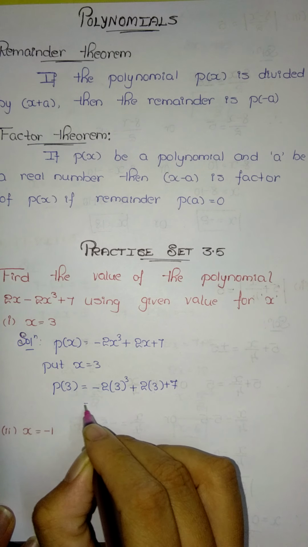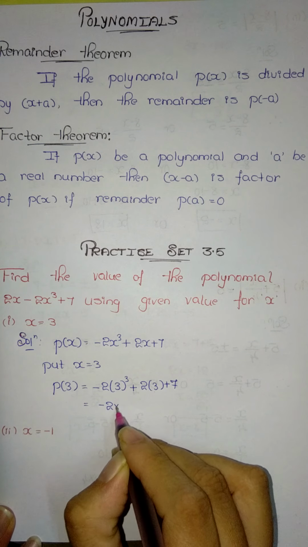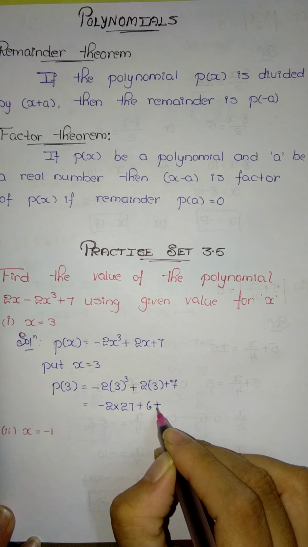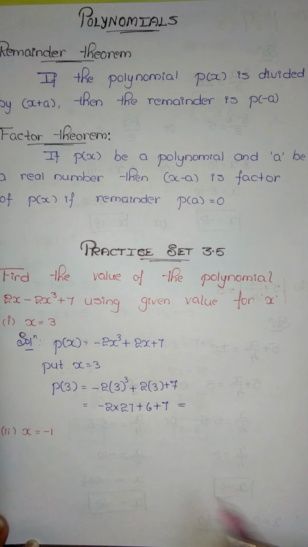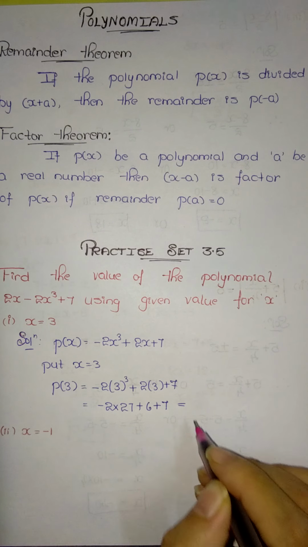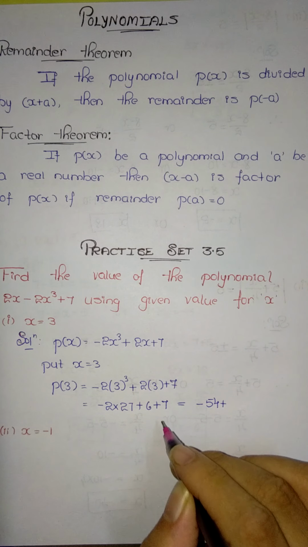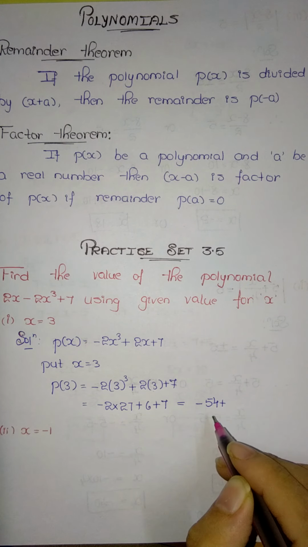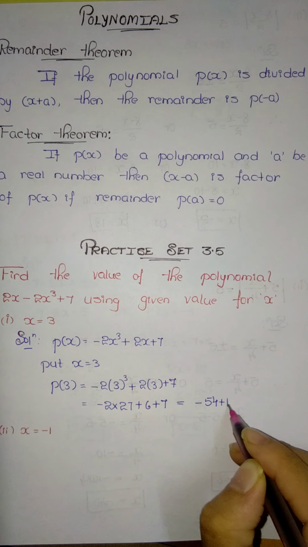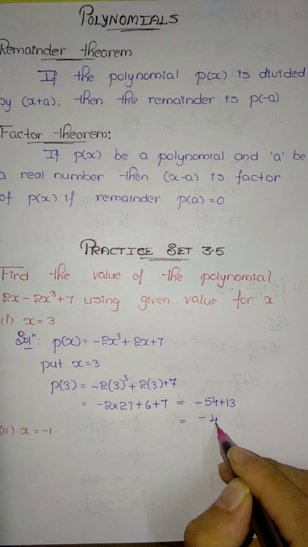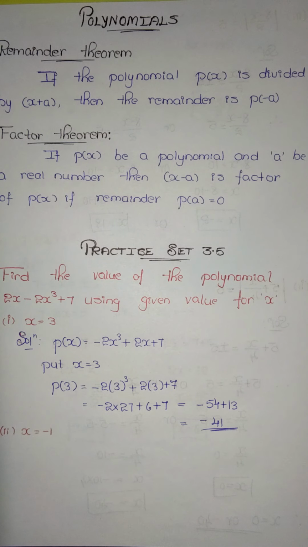So here -2 into 27 plus 2 3s are 6 plus 7. So it becomes, so -2 into 27 it gives -54 plus 7 plus 6 it gives 13. So answer is -41. So this is the value for p of 3.